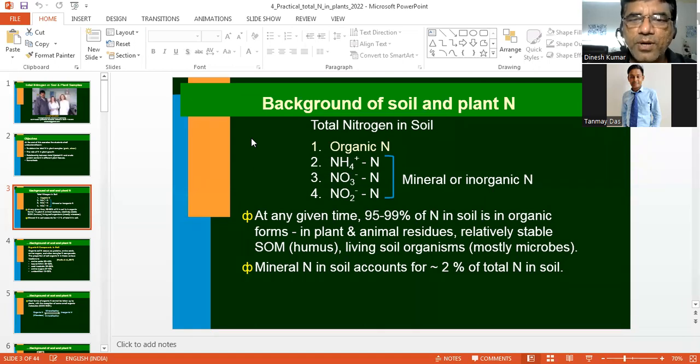Mineral nitrogen in soil accounts for approximately 2% of total nitrogen in soil, and even maybe less than that. Mineral nitrogen means ammoniacal nitrogen, nitrate nitrogen, and nitrite nitrogen. They account for about 2% or less of the total nitrogen in soil. This 2% is not an exact figure, it may vary. It is not that every soil will have exactly 2% as inorganic nitrogen. The range may be 1 to 3% or something like that. So 2% is just a typical average value of inorganic nitrogen in soil.